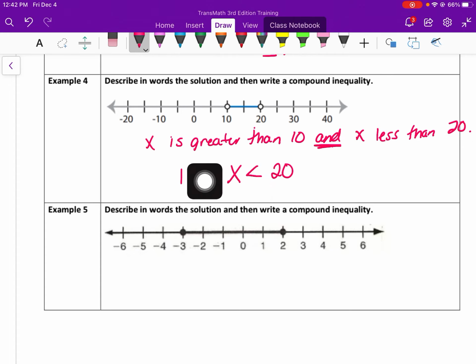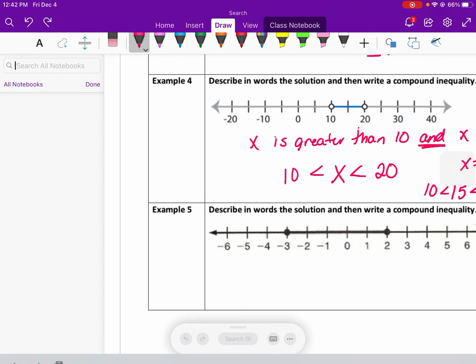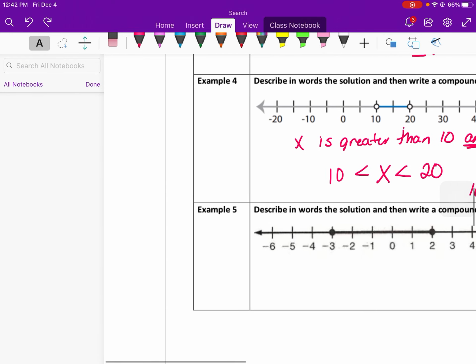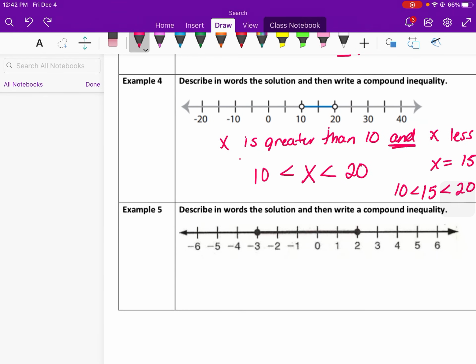You read it from the inside out, it would say x is greater than 10 and x is less than 20. So any x value here we could plug in, like x equals 15 would be a solution because 10 is less than 15 and 15 is less than 20. So that's an example of a solution to the problem. This is the answer to this particular question though right here.